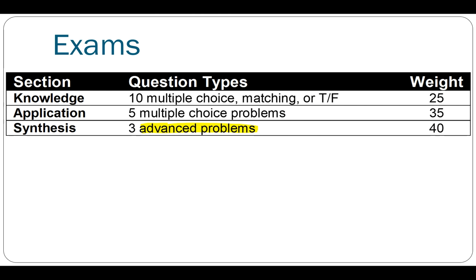Here's the typo on the exams. It should say 3 advanced problems. It says 3 synthesis problems with answers. Last semester, I gave them the answers and I graded them on the work. But what I found was the scores were similar to if they were just getting the answers.